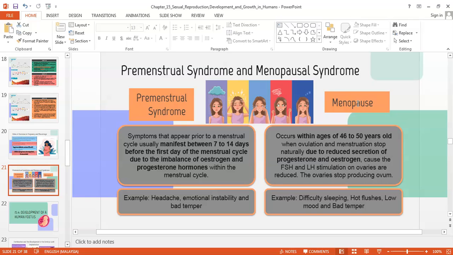However, for menopause, menopause is where the hormone estrogen and progesterone is reduced. Dia tak mencapai tahap level yang sesuai untuk berlakunya ovulation dan juga menstruation tu akan berhentilah.